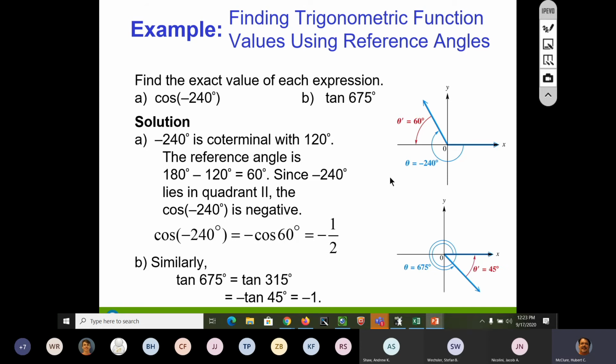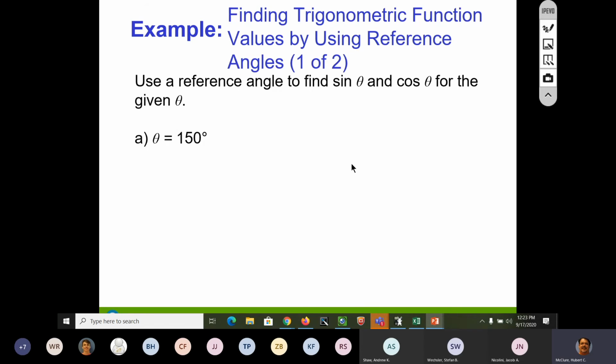So these guys are not that difficult. You just got to learn how to find the reference angle. I can't believe they haven't started the unit circle yet. Use a reference angle to find sine and cosine for the given function. Theta is equal to 150 degrees. Well, that's pretty simple.